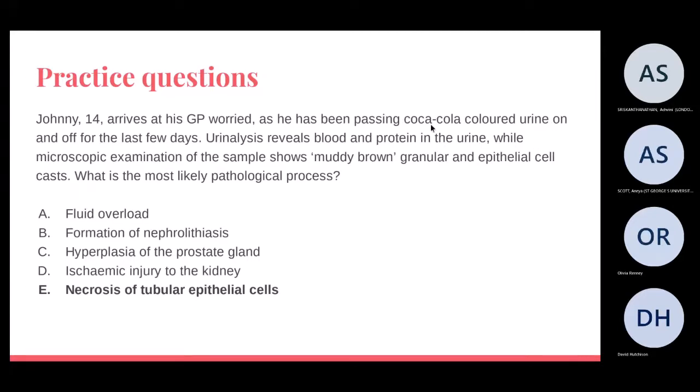My urine is often Coca-Cola coloured, and that's often just because I don't drink enough water.